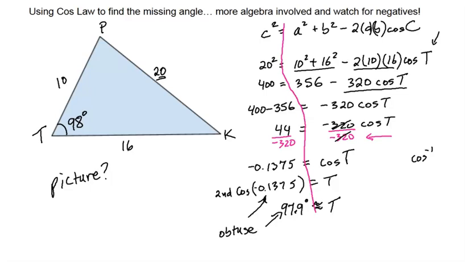And of course, once you have found that angle, 98 degrees, you can find out the other two angles using the law of sines, or you could even use the law of cosines if you like it.